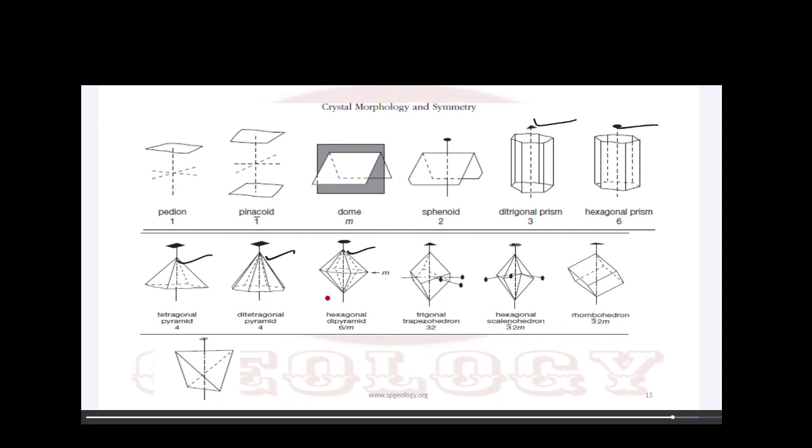That is called pyramid. Pyramid is an open form. Prism is an open form. Always this part on this side is always open. There is no face here.